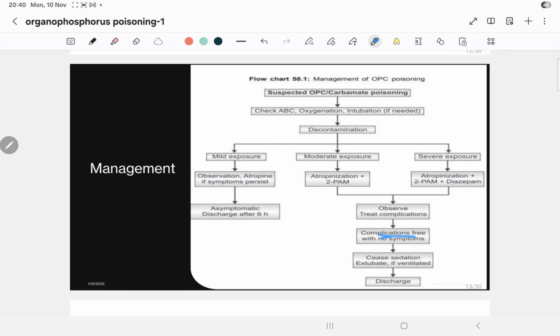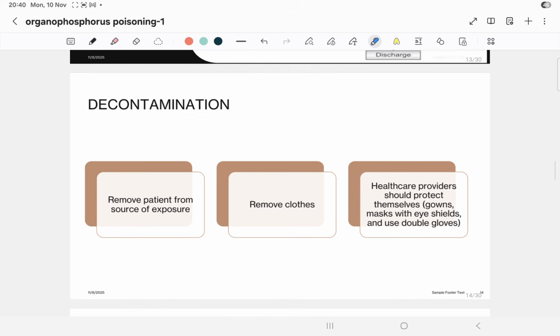When the patient is complication free and there are no symptoms, you can cease the sedation, extubate the patient, and discharge. So in moderate and severe exposure, you observe the patient and treat complications, intermediate syndrome, polyneuropathy, and you atropinize and give oximes as well. But in mild exposure, you just give atropine. The oximes are not needed. We will discuss why oximes are not needed.